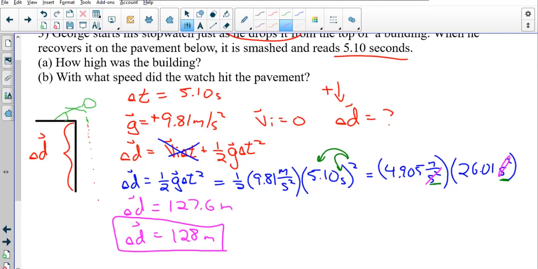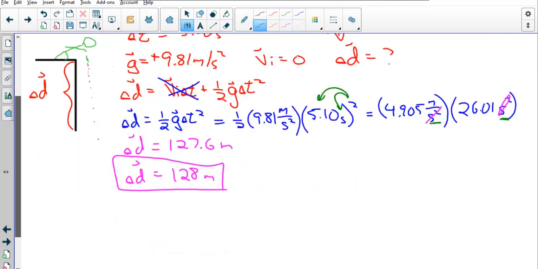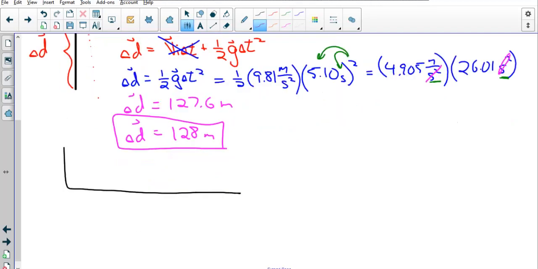Part B, with what speed did the watch hit the pavement? So we're looking for the final speed. You could argue I should look for the final velocity, but we'll look for the final speed. So when something hits the ground, what just happened there? When something hits the ground, sorry about that.